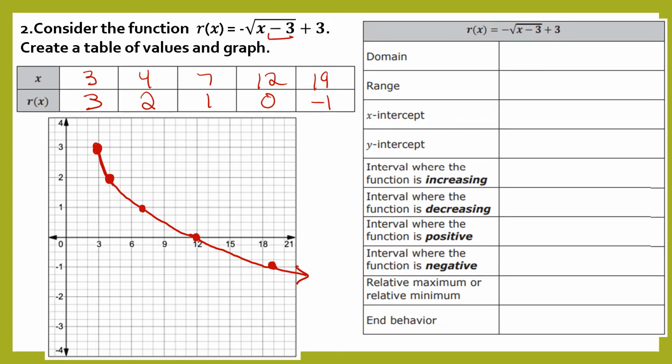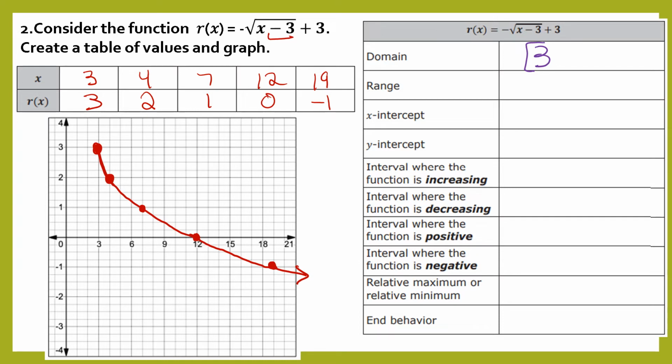All right, let's go through our key features. So domain, x values, we're going to scan from the left to the right. What x value do I start at? 3. Yep, we started plugging in 3. That's where my graph starts. Am I going to put a bracket or a parentheses around 3? Bracket, yeah, we got an ordered pair there. We included it. So we're going to put a bracket.